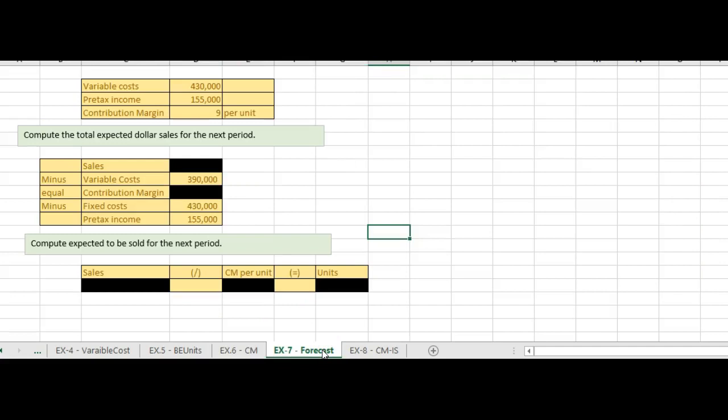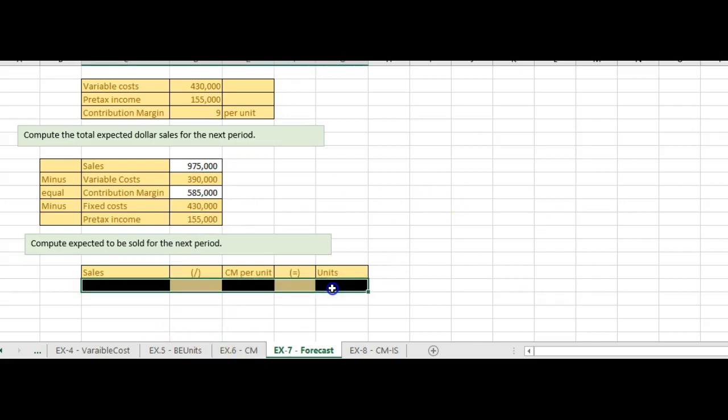This is tab 7. Tab 7 is looking at, again, calculations. What's the contribution margin here? Well, you don't have sales, but you know if you take pre-tax and fixed and add them together, that will give you your contribution margin. If I take the contribution margin and add the 390 in variable costs, that will give me the sales. So I know I have $975,000 worth of sales, and I will have a pre-tax income of 155.